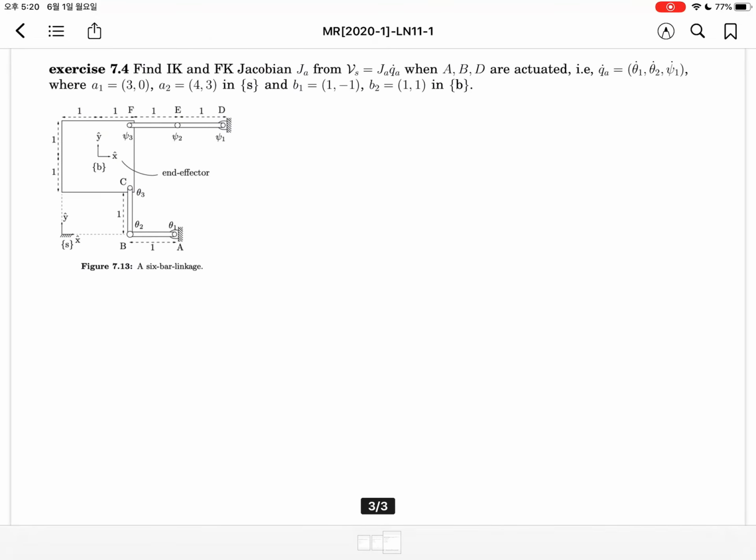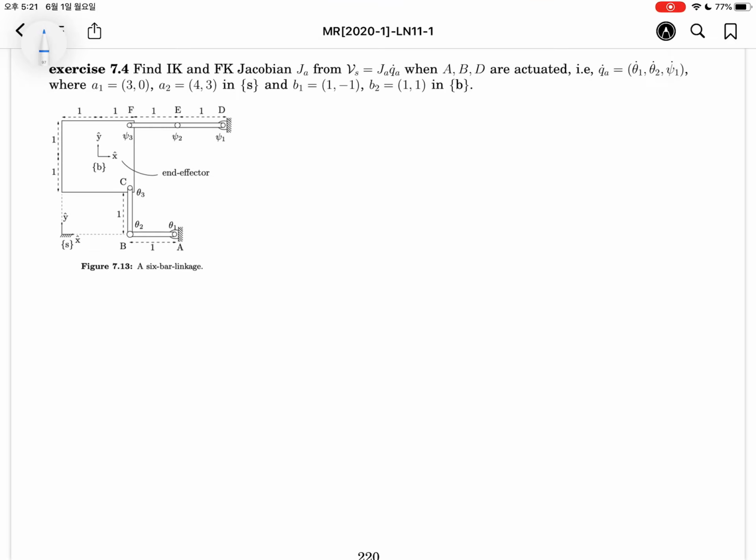Okay, let's move to the next issue. Exercise 7.4. Find inverse kinematics and the pole kinematic Jacobian JA from the twist of the S as JA times QA dot. QA dot implies the actuated joints. In the textbook there are 2 kinds of actuation sets, but I will consider only one, such as theta 1 dot, theta 2 dot, and psi 1 dot chosen as actuators. The remaining 3 joints will be passive joints without actuators.